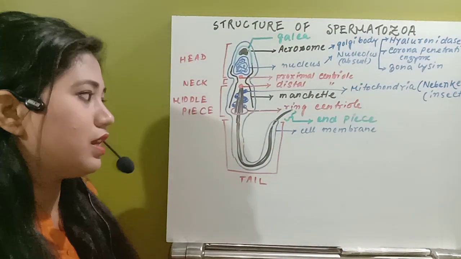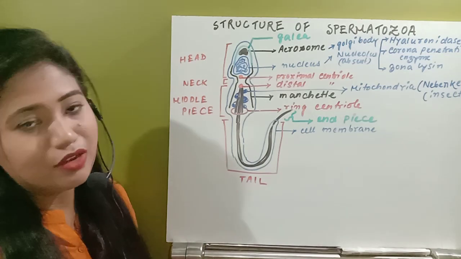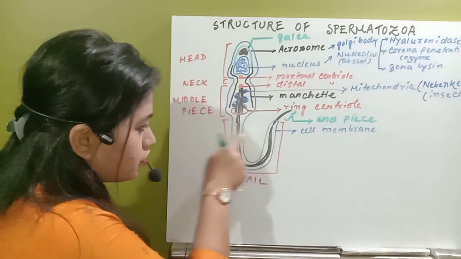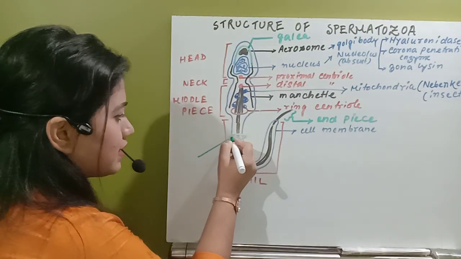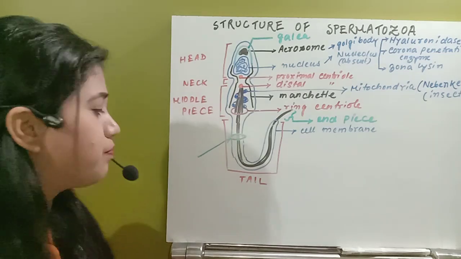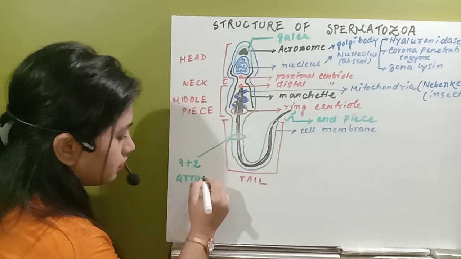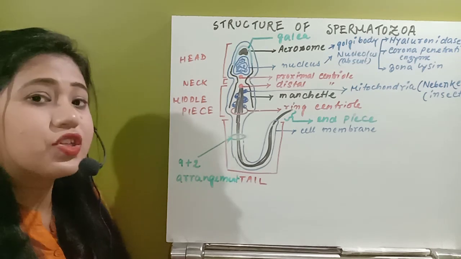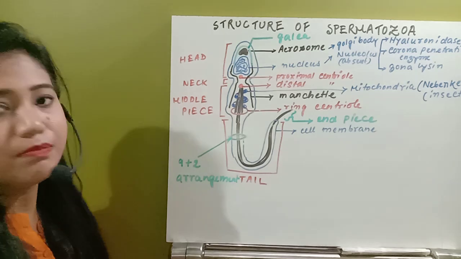Now come to the next part, the tail. This tail region has the axial filament. Whenever you take a cross section, cut it and want to see what is present inside, the axial filament has microtubules in a 9+2 arrangement. These microtubules give the proper shape to the tail.